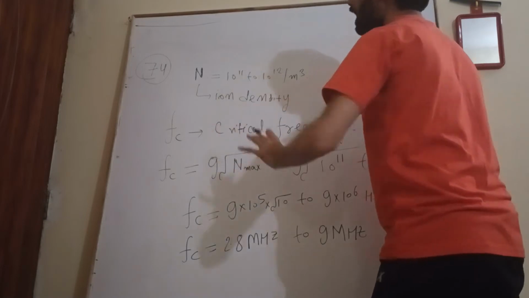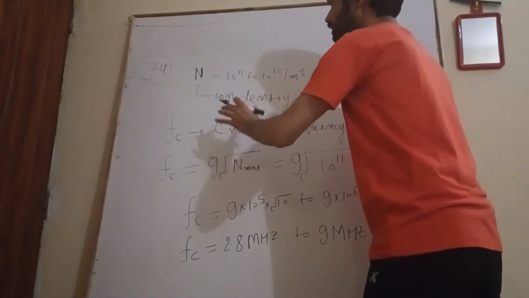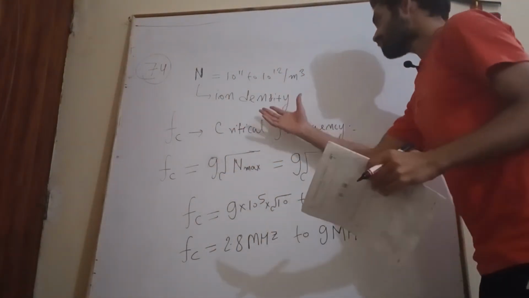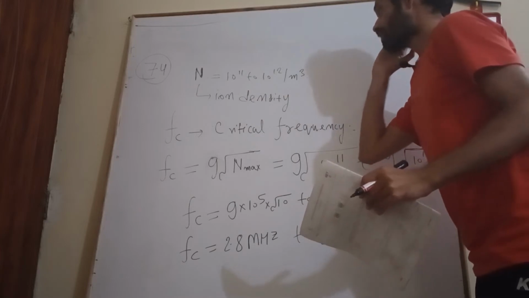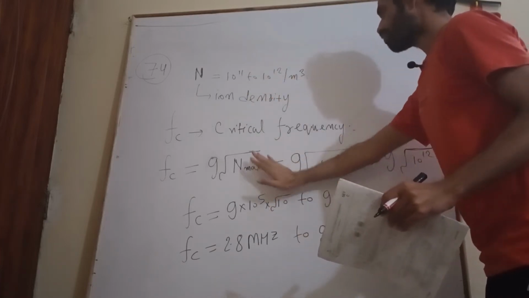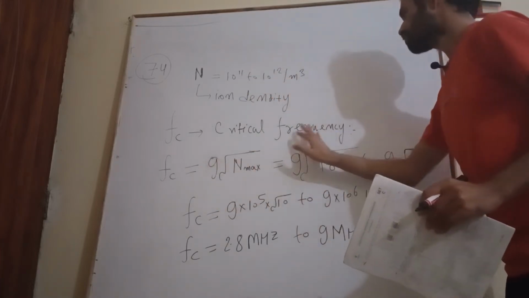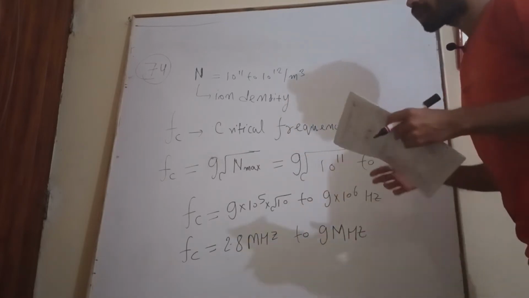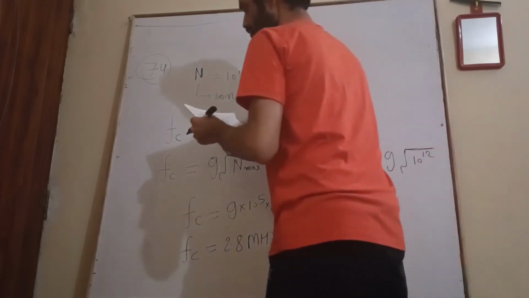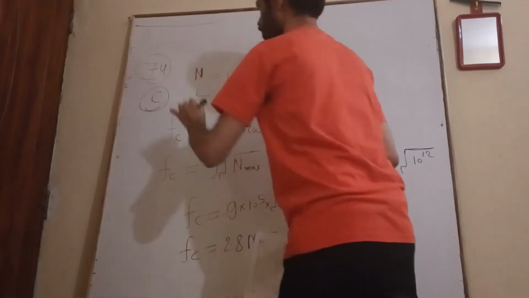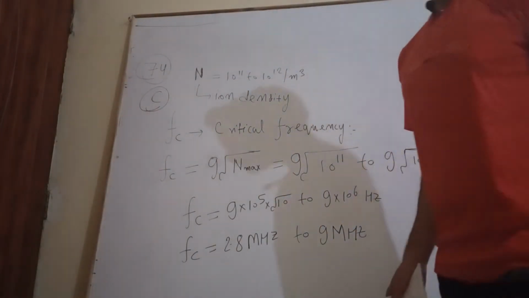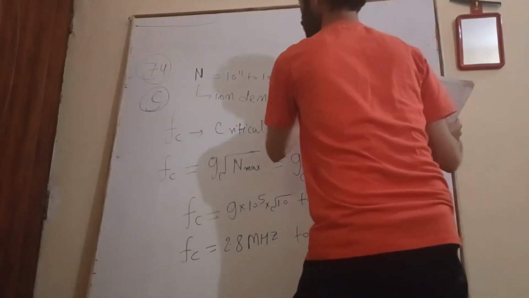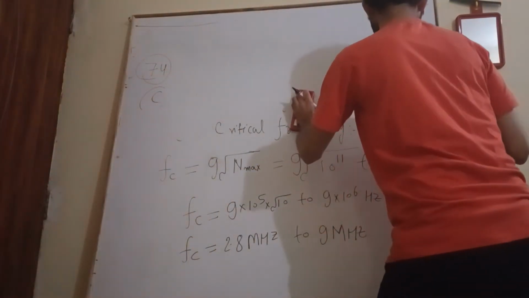So in the ionosphere, the ion density is given like this, and the critical frequency will change approximately from 2.8 megahertz to 9 megahertz, and hence the answer for this is option C. Okay, now see the next question.